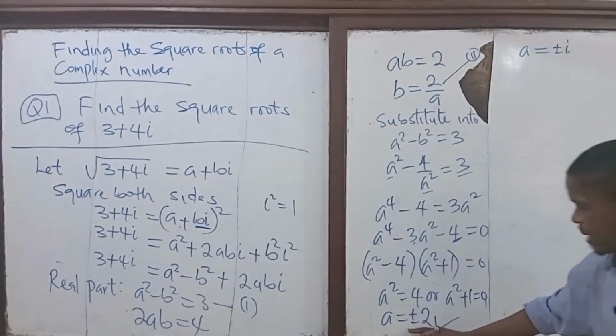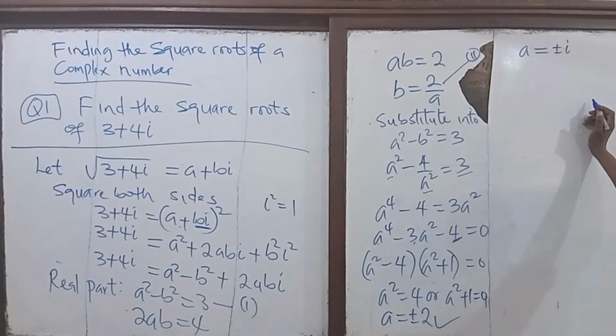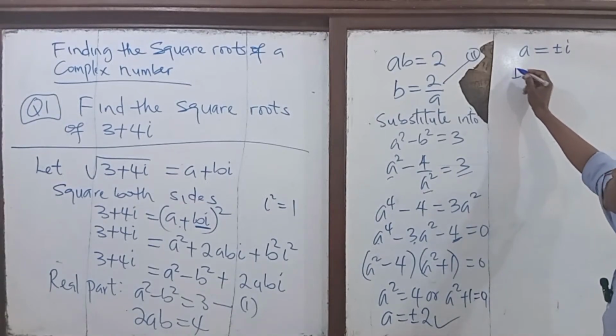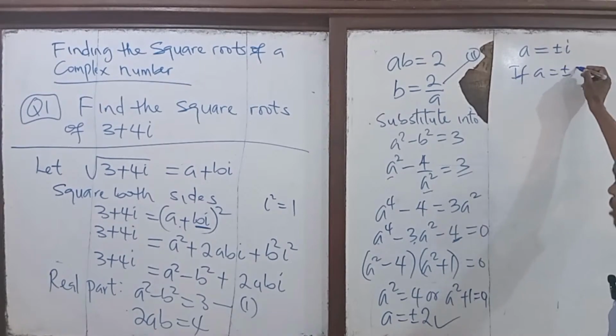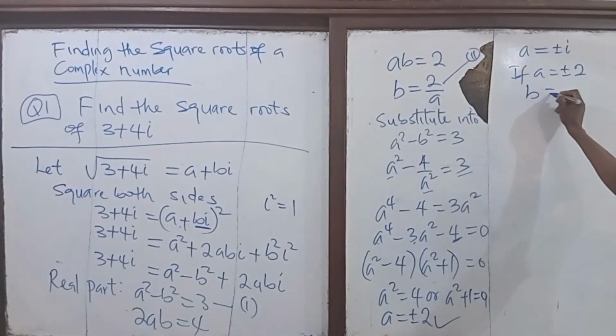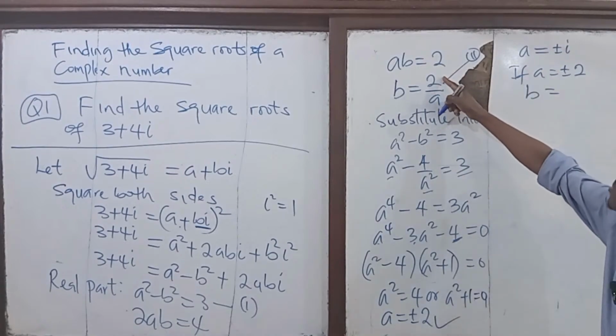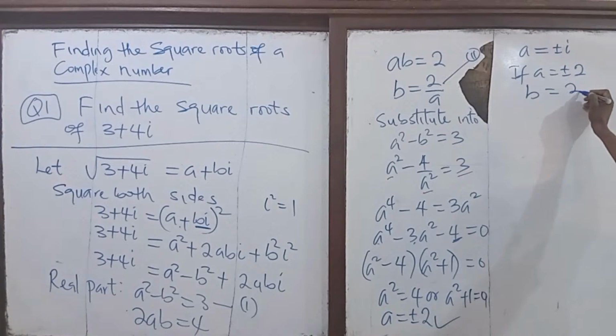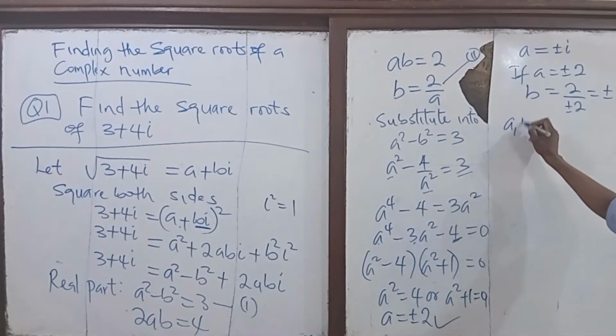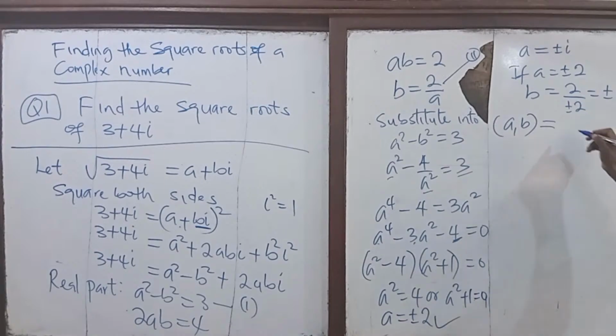So I'm going to take one of them. Okay, if a is plus or minus 2, then b will be equal to 2 over a, which is plus or minus 2, and that's plus or minus what? 1. Okay, so a comma b is equal to what? My a is plus or minus 2. My b is plus or minus 1.